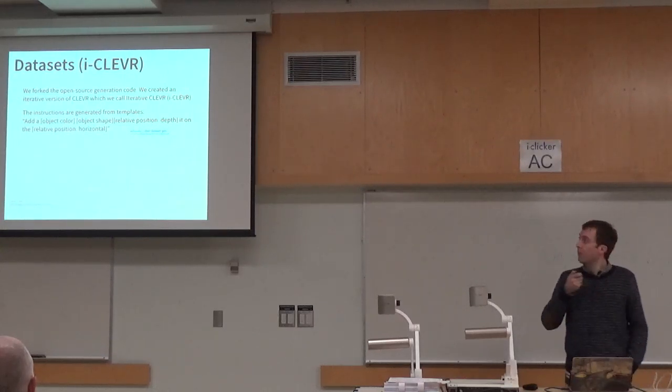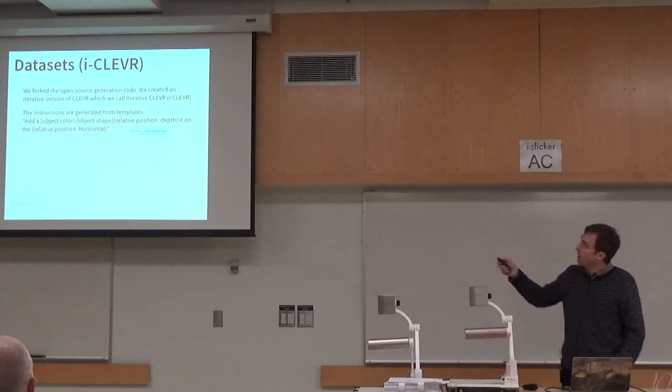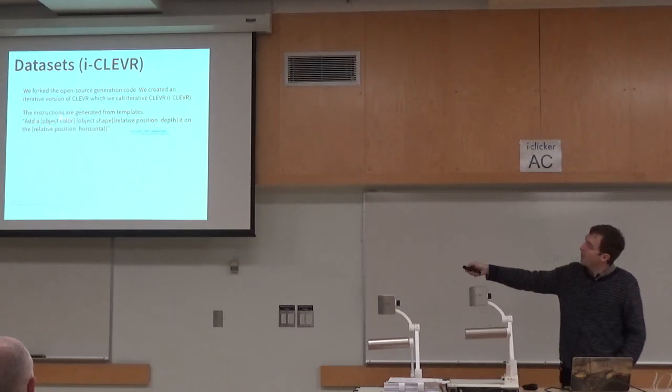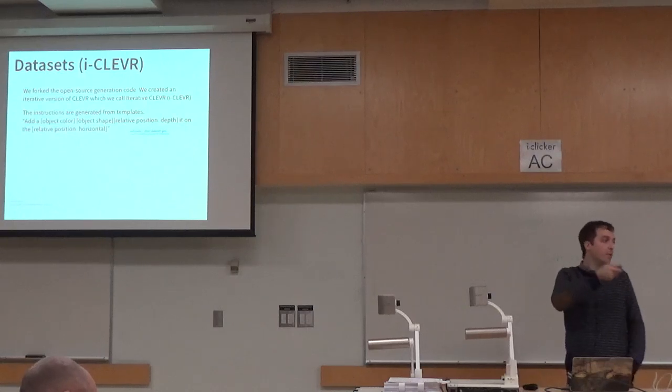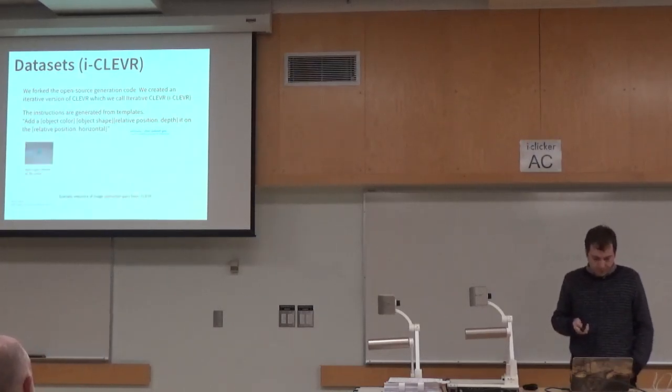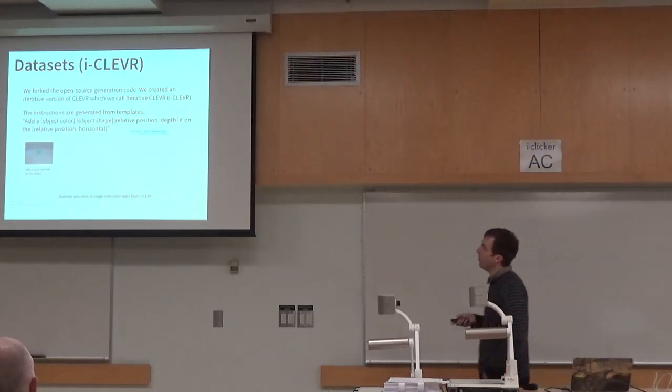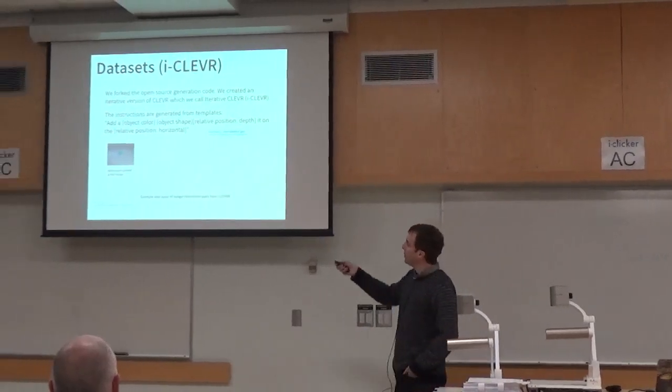So you're asking before about the grammar. Basically, we have these templates that say, you know, add a certain color of object. This could be like a cube or a cylinder, something. And then it will say in front of or behind, and to the left or to the right of another object. So here's an example from this iterative CLEVR that we generated.